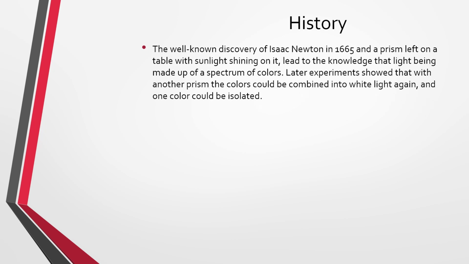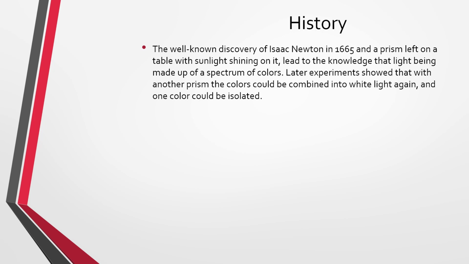So we'll talk about the history. The well-known discovery of Isaac Newton, and what led up to the discovery of X-rays: in 1665, a prism was left on the table with sunlight shining in on it, which led to the knowledge that light is made up of a spectrum of colors. Later experiments showed that with another prism, the colors could be combined into white light again, and also that one color could be isolated in different ways.